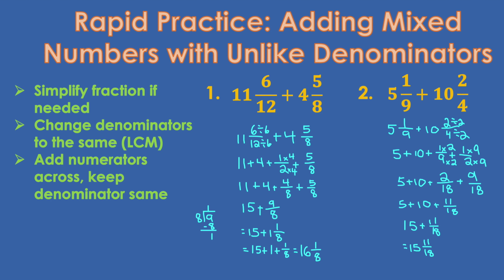So hopefully you were able to get at least one out of the two problems correct. If you didn't, you should review the instructional video on adding mixed numbers with unlike denominators and come back to this video, redo them, and then see if you can get at least one out of the two problems done.